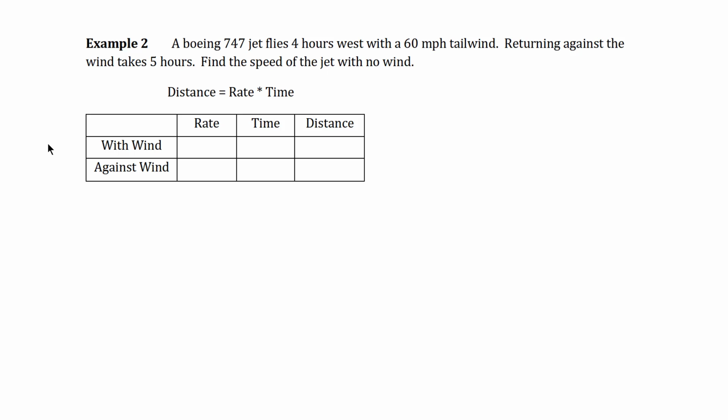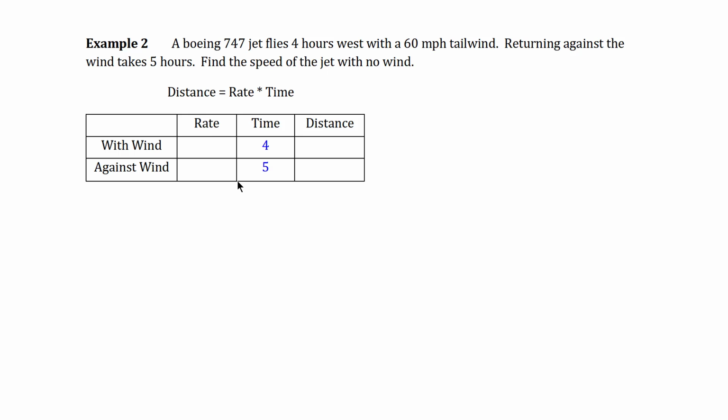In the chart, we have 2 rows, 1 row for with the wind and 1 row for against the wind. We have 3 columns, 1 for the rate, the time, and then also 1 for the distance. Starting off with the column for time, we know that when we're going with the wind, the travel time for the jet is 4 hours. When we're traveling against the wind, the travel time takes 5 hours. It's implied in this problem that the distance is the same.